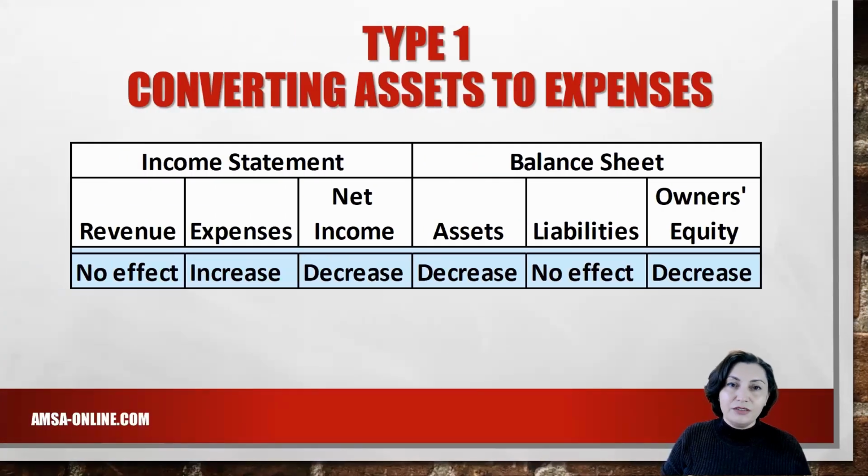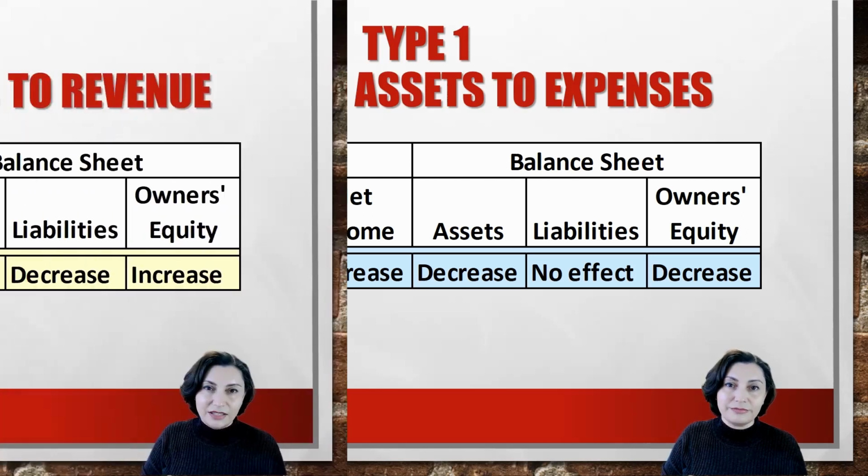Type 1, converting assets to expenses. We already know that this type of adjustment requires a decrease or credit to an asset account and an increase or debit to an expense account. This means that there is no effect on revenue and liabilities. Expenses increase and assets decrease. Because expenses increase, net income decreases as expenses decrease net income. Owner's equity is also decreased as expenses decrease owner's equity.